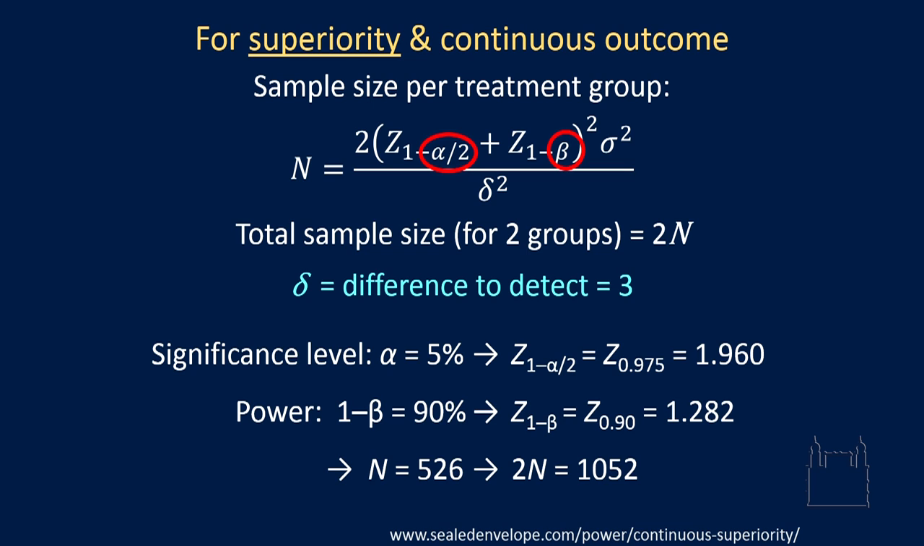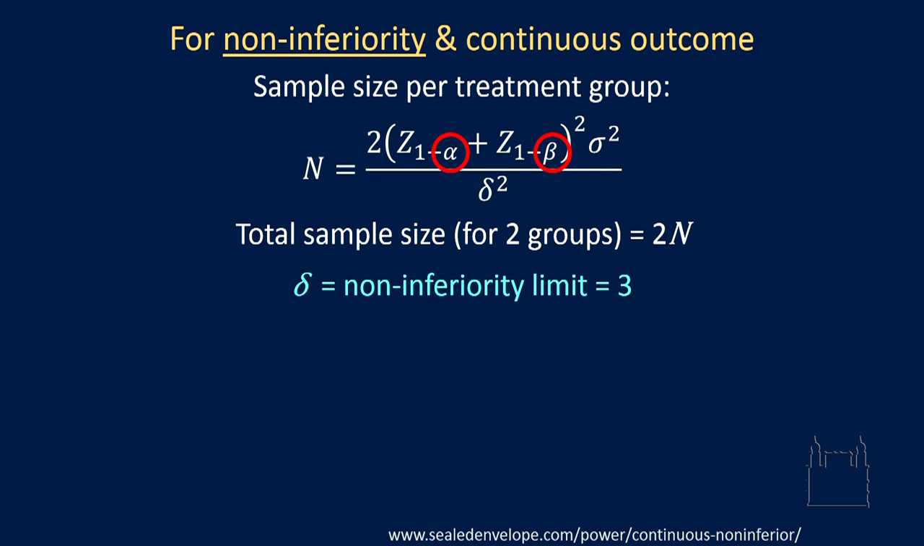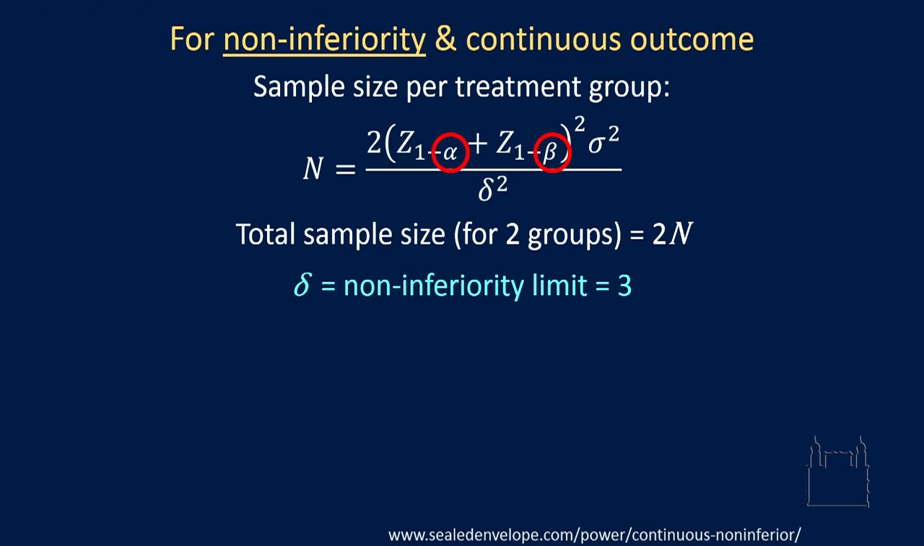That's for superiority. So how is it different when you do non-inferiority? Well, when you do non-inferiority, it's no longer alpha divided by 2, it's alpha, because you're looking at one side. And then the beta, and the delta is no longer the difference, it's the non-inferiority limit. In other words, how far apart can they be and you still call it the same? It doesn't have to be the same 3. I've just put 3 as a number. Actually, I shouldn't have put 3 because this is confusing. This 3 is not the same as the other 3. They're actually different things. But basically, the non-inferiority limit is all about how different can they be, and I still call it the same thing.